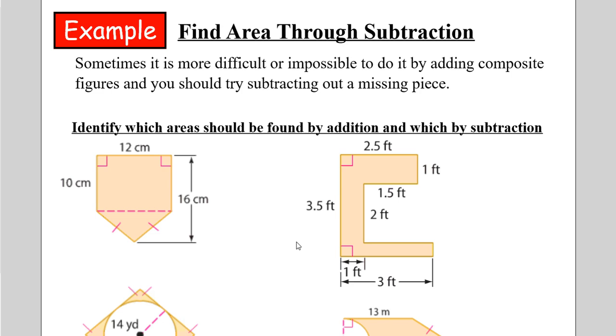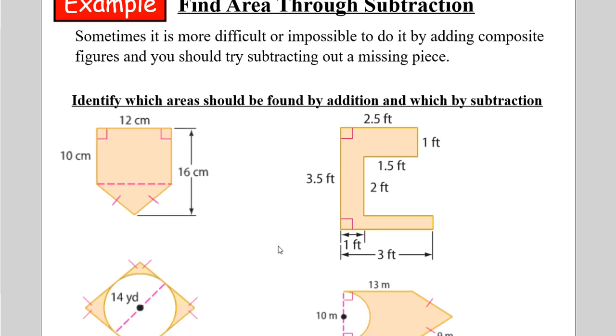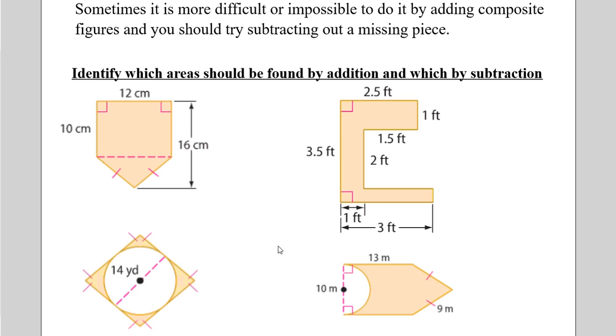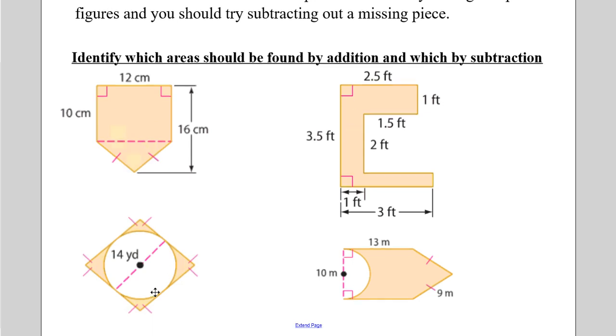Sometimes you're going to be using addition and sometimes you're going to be using subtraction. So identify which ones would be best to do by addition and which would be best to do by subtraction. Essentially, if there's something punched out, you're going to be doing subtraction. So this one would be addition. Rectangle plus triangle. This I would do three rectangles added together. Rectangle top, rectangle side, rectangle bottom. Add them together. This one I would do kite and then use subtraction, subtract out the circle.